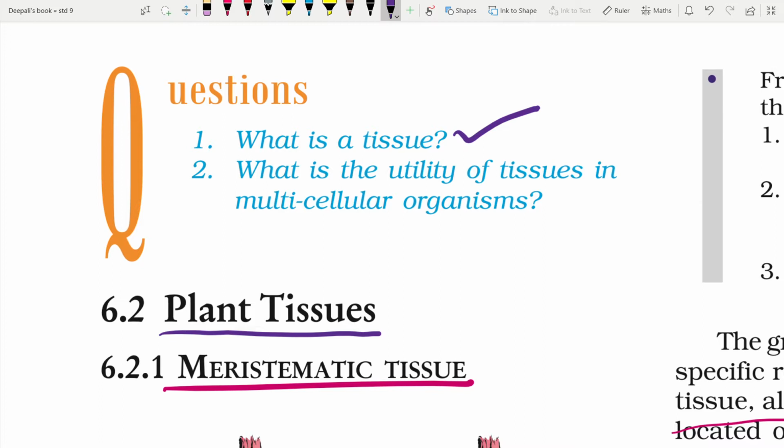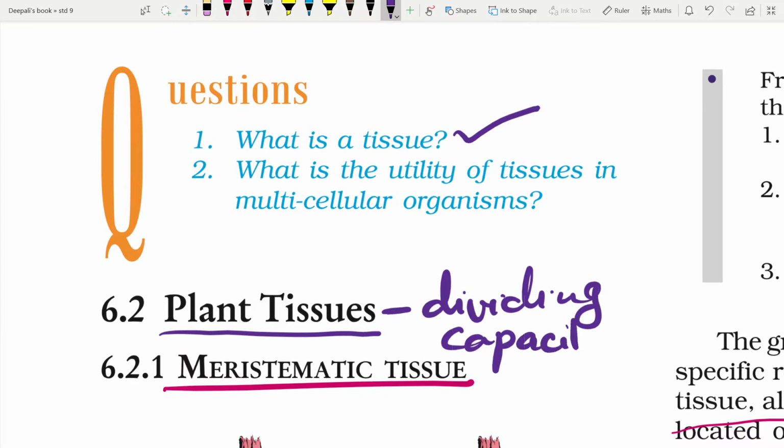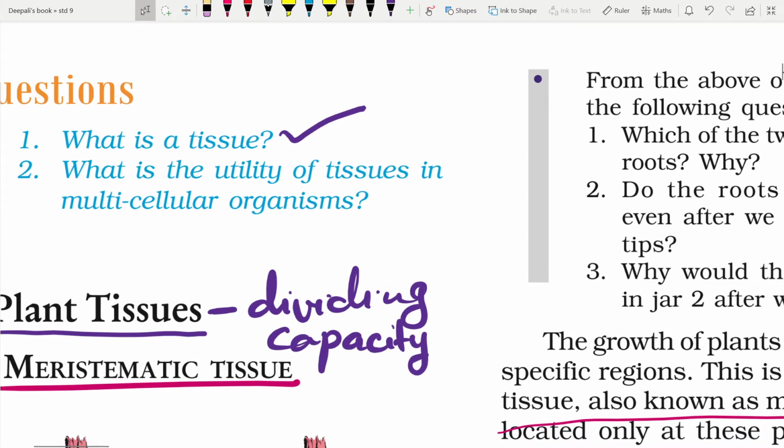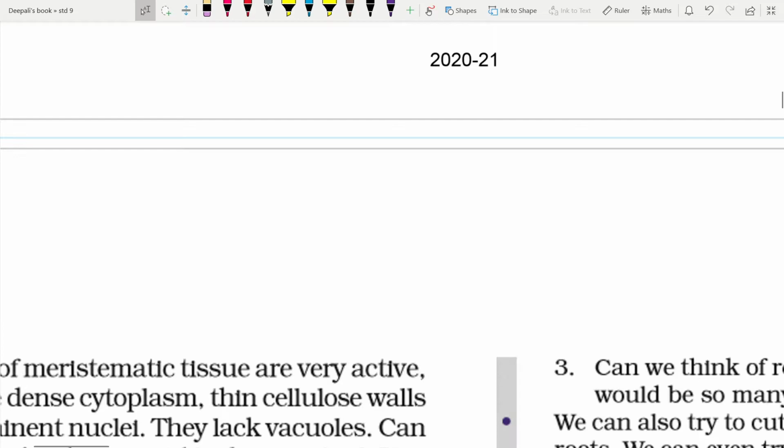So, plant tissues are tissues which are performing specific functions and have specific structures. And according to the dividing capacity, these plant tissues are classified into two main groups: meristematic tissues and permanent tissues.